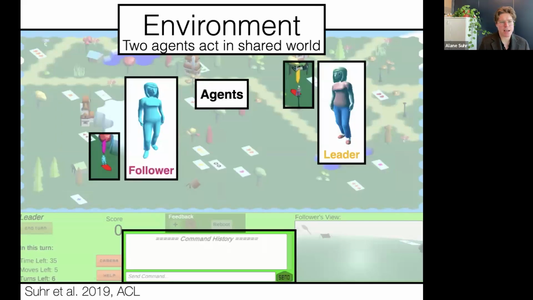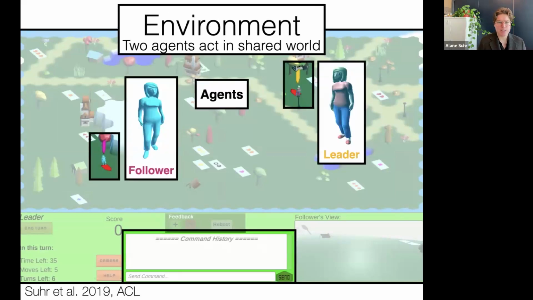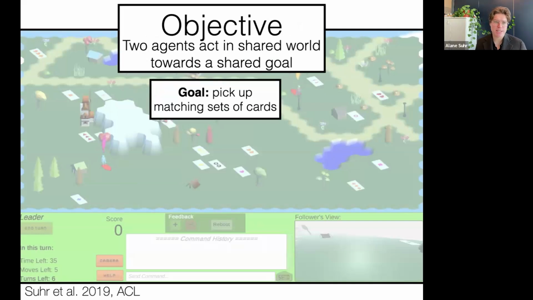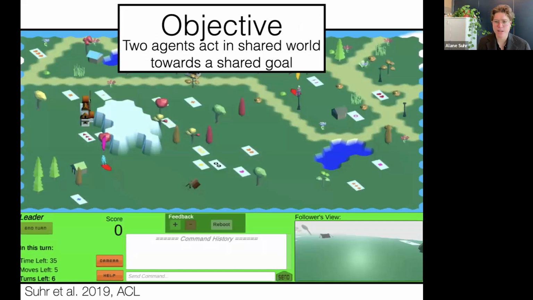And there are two agents that are collaborating together in this environment, a leader and a follower. Abstractly speaking, the leader is responsible for doing the high-level planning towards their shared goal, and then describing what the follower should do through a natural language instruction. And then the follower's responsibility is just to follow these instructions to the best of their ability. Now, their shared goal is to pick up matching sets of cards. In our case, a matching set is 3 cards with unique color, shape, and count across the 3 cards.